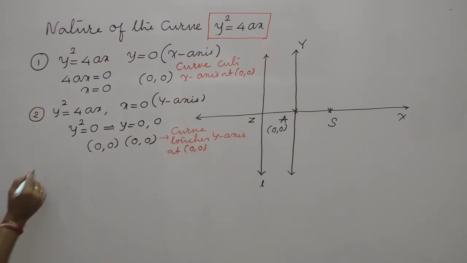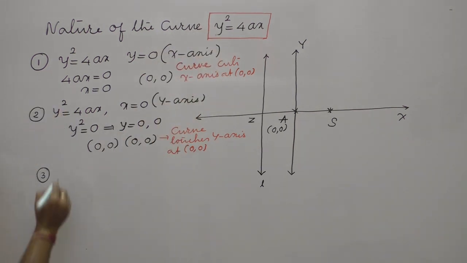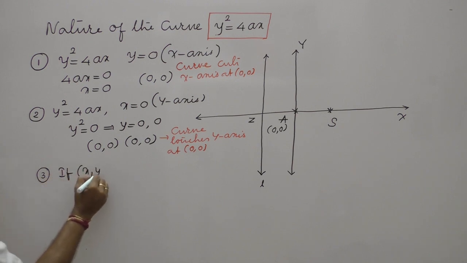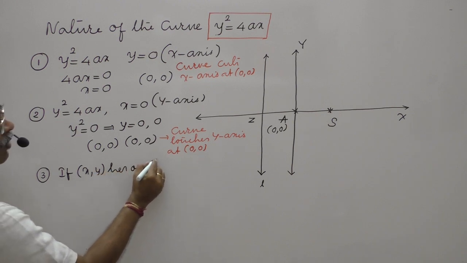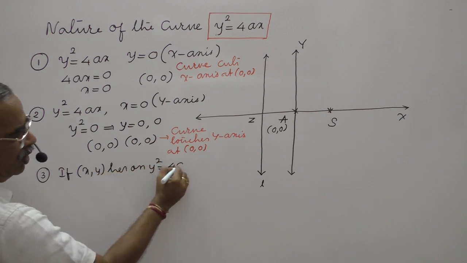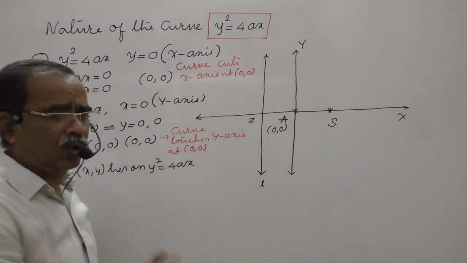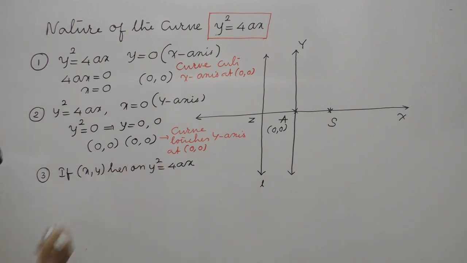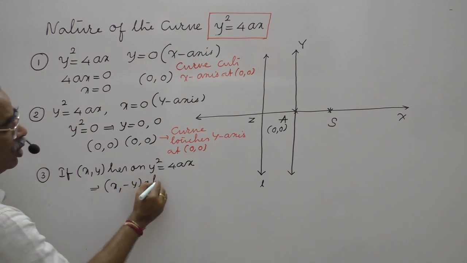Okay. Next, please see the third point. This is a curve, no? If (x, y) is a point on the curve y square equal to 4ax, there can be some points, no? So if (x, y) lies on this, then compulsorily (x, minus y) also lies on it.